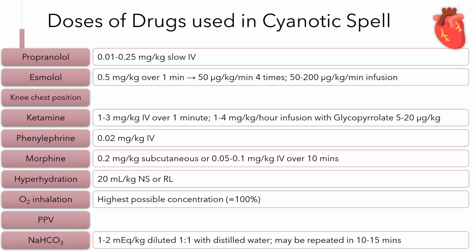Hyperhydration, we give the NS or RL bolus at 20 ml per kilo. Oxygen inhalation, we have to give at highest possible concentration in a non-threatening manner. Sodium bicarbonate is given at 1 to 2 milliequivalent per kilo diluted 1:1 with distilled water so as to avoid the sodium overload. May be repeated in 10 to 15 minutes.